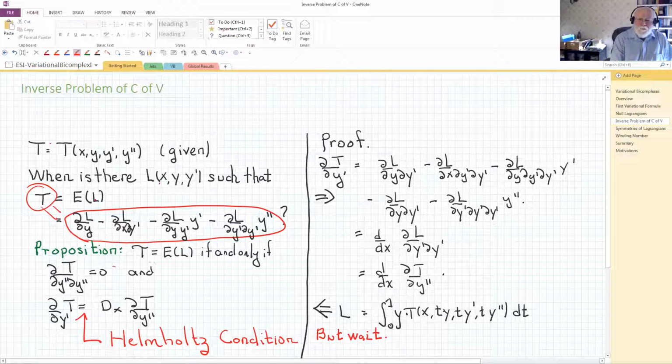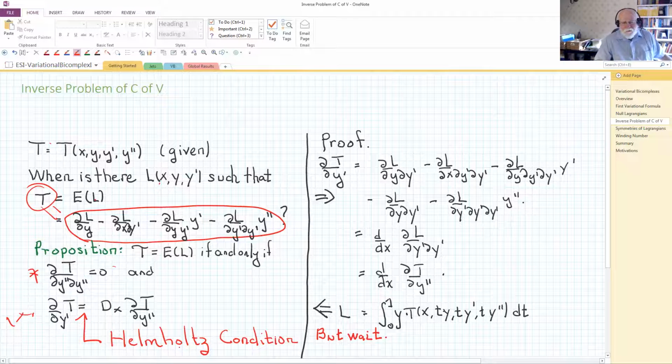So we have the following theorem. T is an Euler-Lagrange expression if and only if... Well, you can see right away one of the constraints is that T had better be linear in second derivatives, so you have this condition. And you have something looking a bit like a null Lagrangian condition: the partial derivative of T with respect to this slot should be the total derivative of T with respect to this slot. This condition here is called the Helmholtz condition for this differential equation. It's not difficult to generalize the Helmholtz condition to higher order ODEs and partial differential equations.